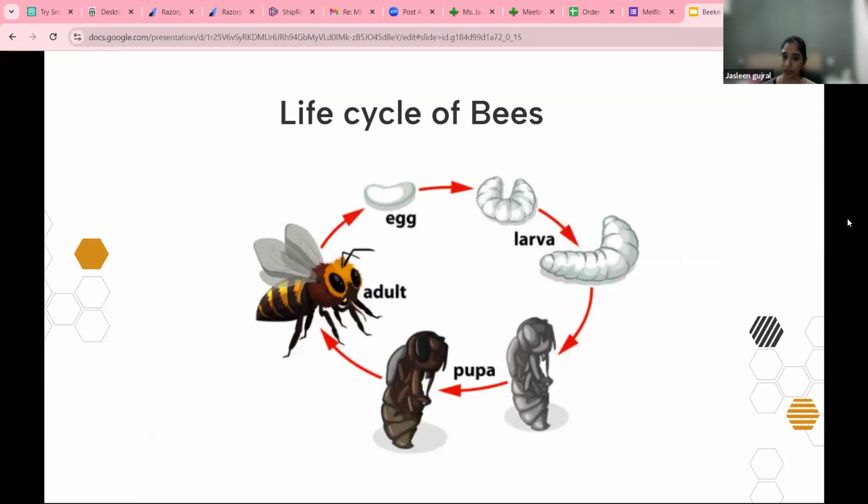Now, this is the life cycle of the bees. First, the queen bee lays eggs. An egg is a very, very tiny thing, it basically looks like a piece of rice. Then it converts into larva, then larva into pupa, then pupa into adult. Once the bee has become adult, the worker bee, or the female bee, then cleans the cells and prepares for the queen bee to lay another egg.